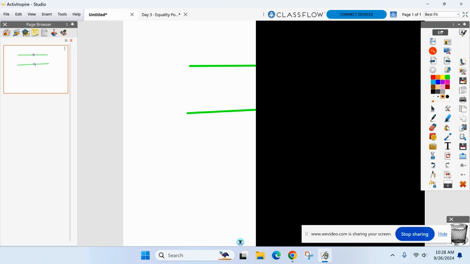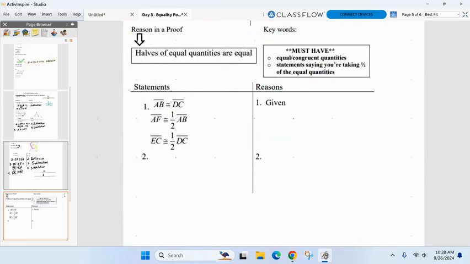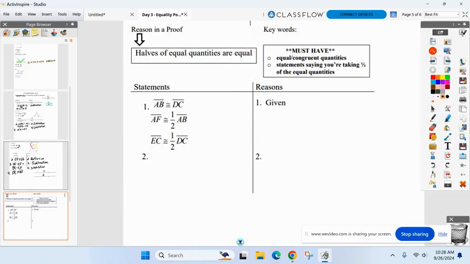Basic one using this. What do we got? Pinwheels. I'm not even going to go into the name of it. I'm going to hop right into the proof. So what did I give you right away? I have two segments, AB and DC, that are congruent. You don't have to do a diagram. I'll just show you quickly up here. So I have AB, DC, and they're congruent to each other.